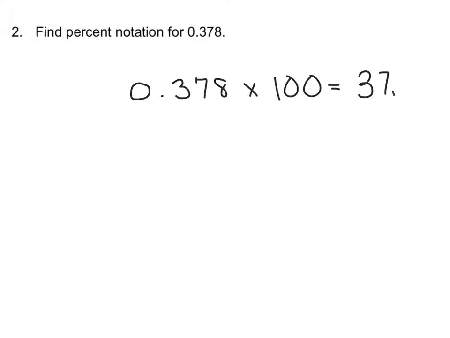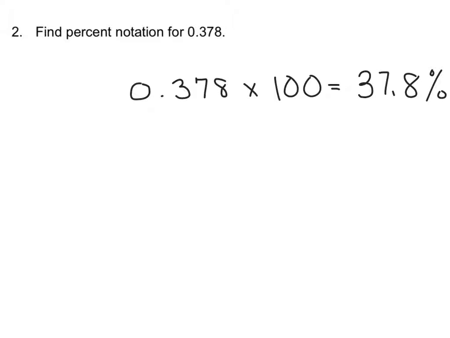Find percent notation for 0.378. Here we have a decimal number and we want to convert it to a percentage. To do this, we'll take the decimal and we'll multiply by 100. If you do this on the calculator, we'll get a percent of 37.8.